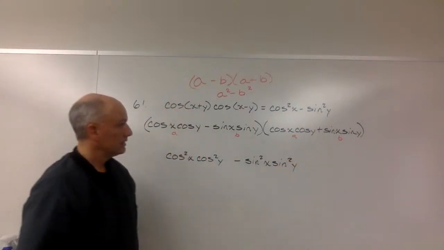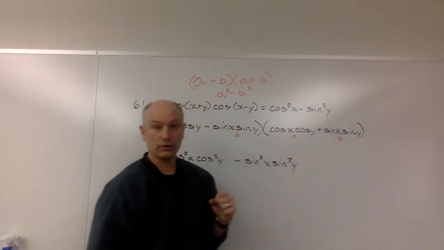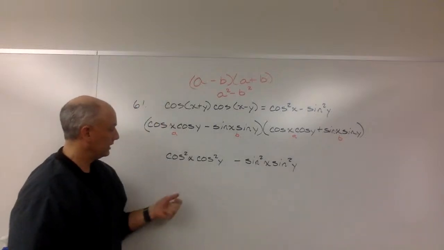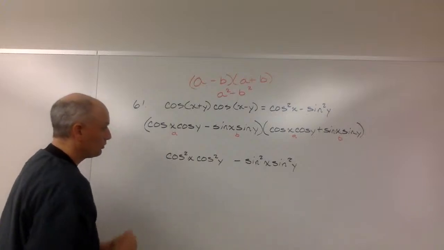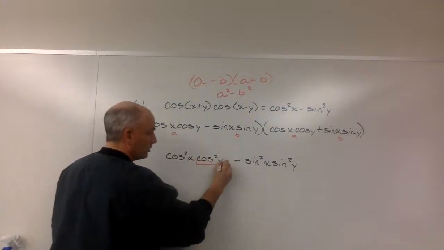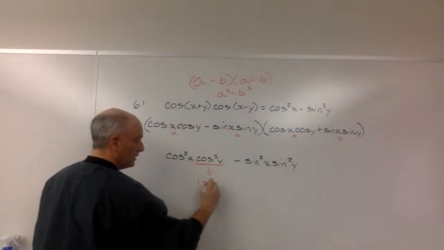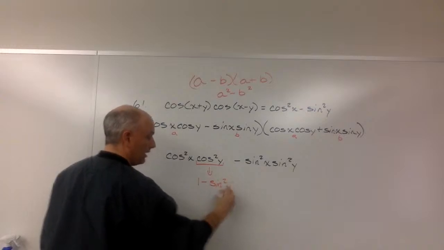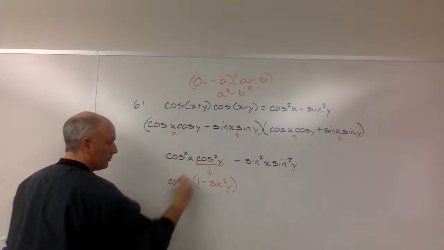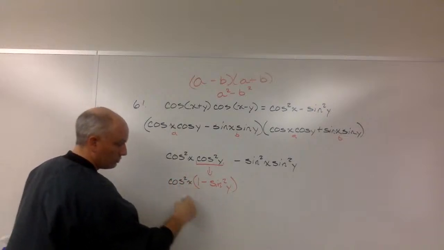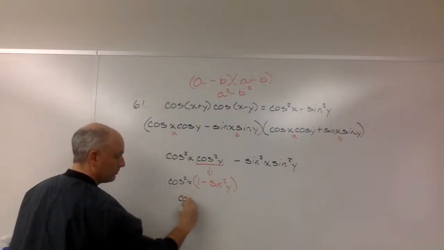Then from here, since we're looking to get to cosine squared of x on its individual and sine squared of y on its individual, we've already got the cosine squared of x here, so we're good with that, which means we have to manipulate cosine squared of y. The Pythagorean identity would allow me to say 1 minus sine squared of y. And notice what this will do: now I can distribute the cosine squared of x here, and that isolates cosine squared of x.